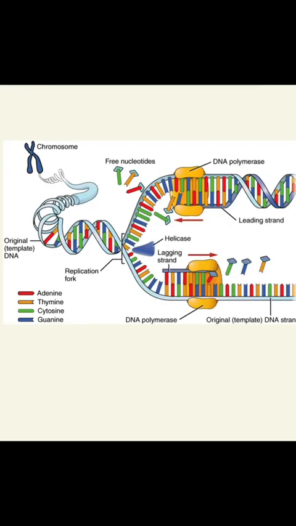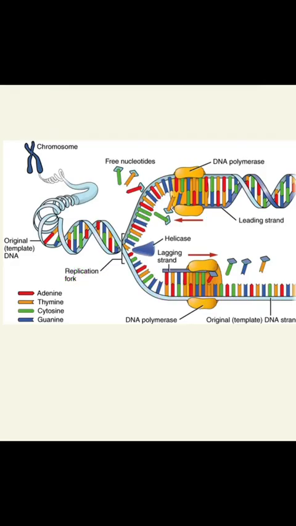Now it separates it into two strands, which forms a replication fork. So that's what it says here. The replication fork is this point, the point where it's separating the bases into two separate strands.